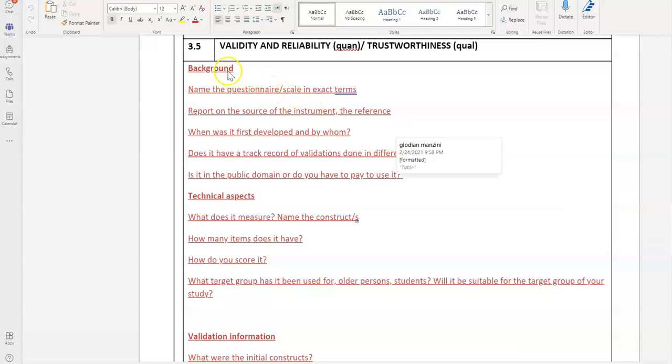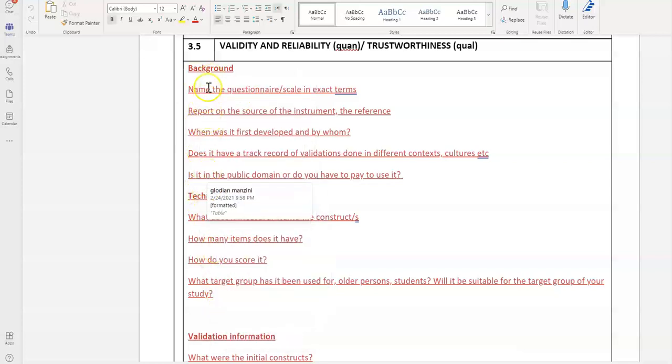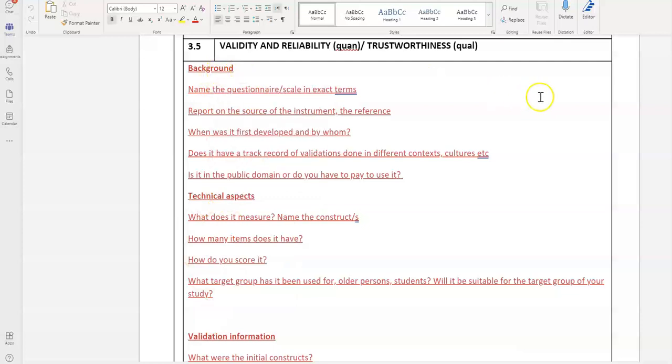So the headings for that are given here. So there's basically 3 sections to it. When you start reporting on the measurement scale, there are 3 aspects that you need to look at. First is the background to the scale. So this is where it comes from. You know, who developed it? Why was it developed? What is the theoretical construct being measured? You know, so it's all about the background.